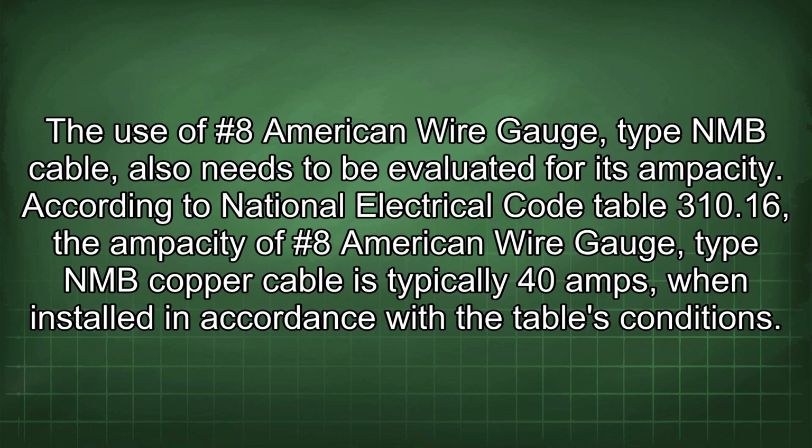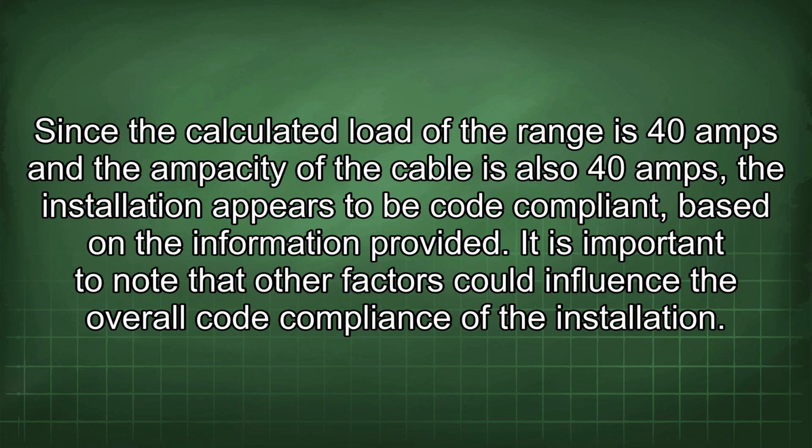The use of #8 American wire gauge type NMB cable also needs to be evaluated for its ampacity. According to National Electrical Code Table 310.16, the ampacity of #8 American wire gauge type NMB copper cable is typically 40 amps when installed in accordance with the table's conditions. Since the calculated load of the range is 40 amps and the ampacity of the cable is also 40 amps, the installation appears to be code compliant based on the information provided.